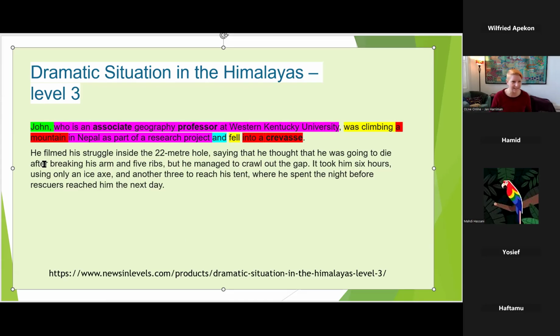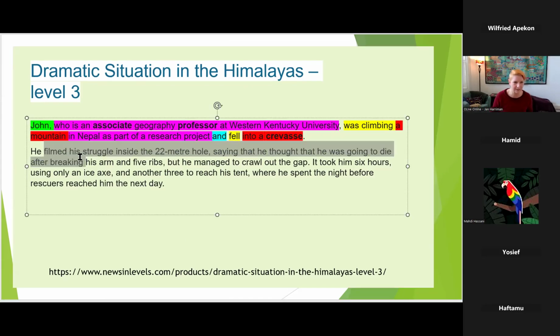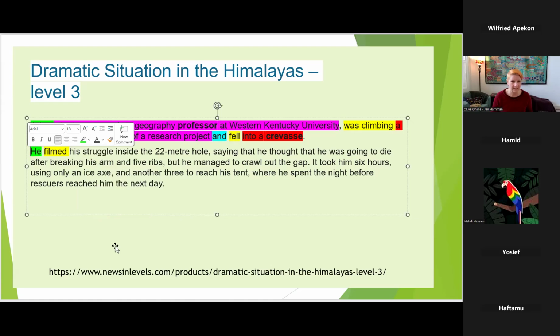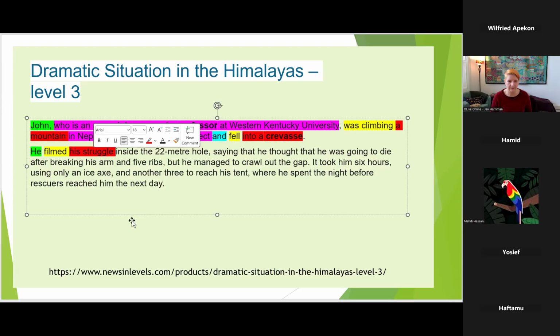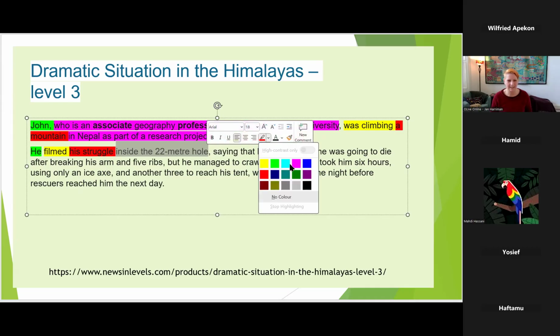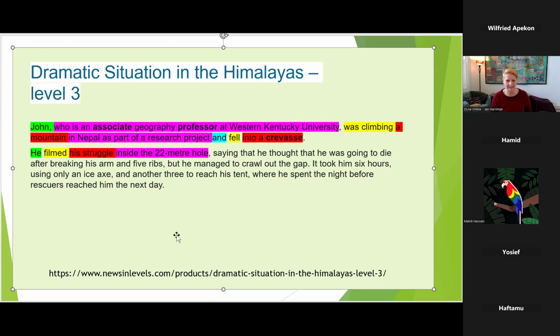Filmed. Yes, we've got filmed as our first verb. There we go. Pop that in yellow. He, obviously, is John, so I'll pop that in. He filmed. He filmed what? Yeah, his struggle. There we go. Where exactly? Inside the hole. Now the next one's a little trickier.